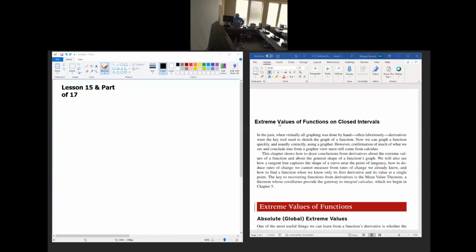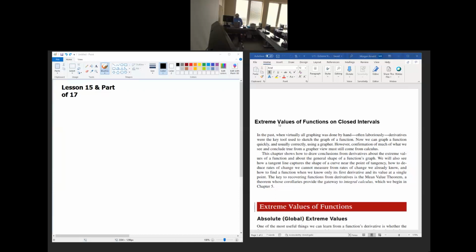Lesson 15 deals with extreme values of functions on closed intervals. And I'm just going to read this verbatim off the screen. In the past, when virtually all grading was done by hand, often laboriously, derivatives were the key tool used to sketch the graph of a function. Now we can graph a function quickly and usually correctly using a grapher like a graphing calculator or a website like Desmos that makes graphing a whole lot easier.